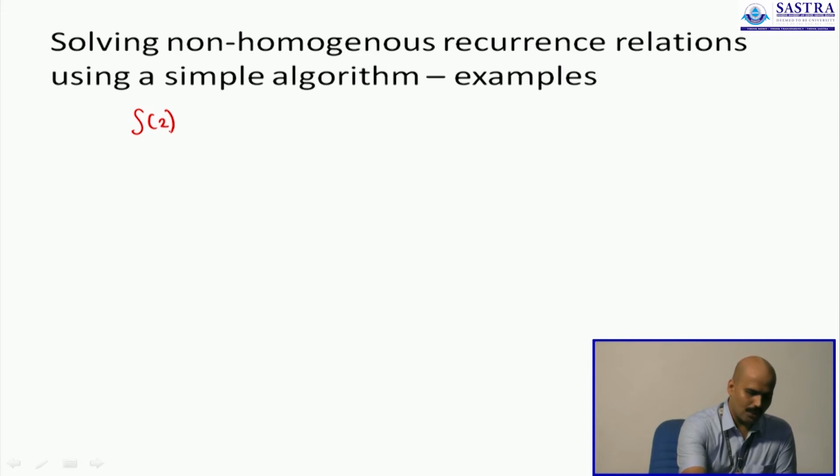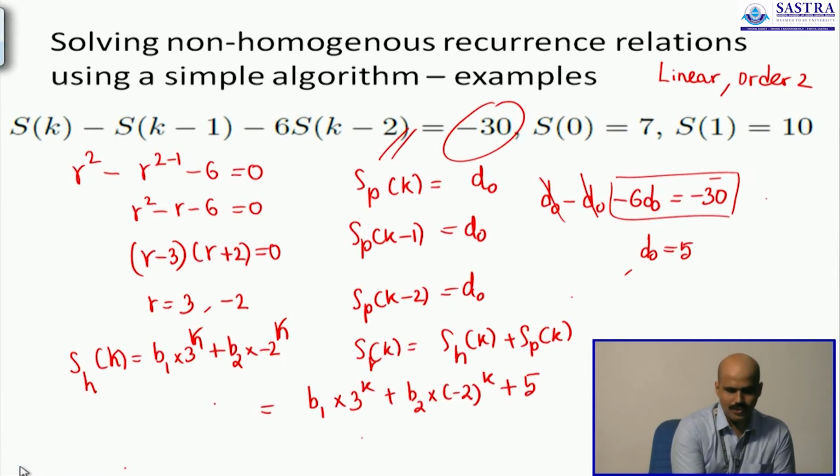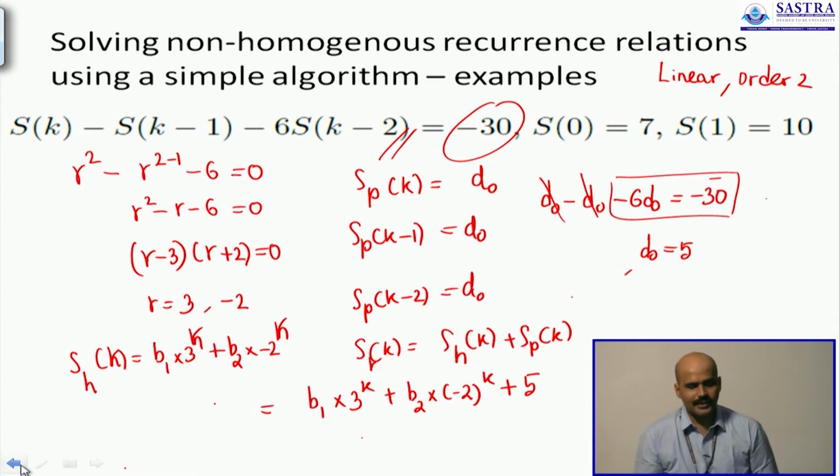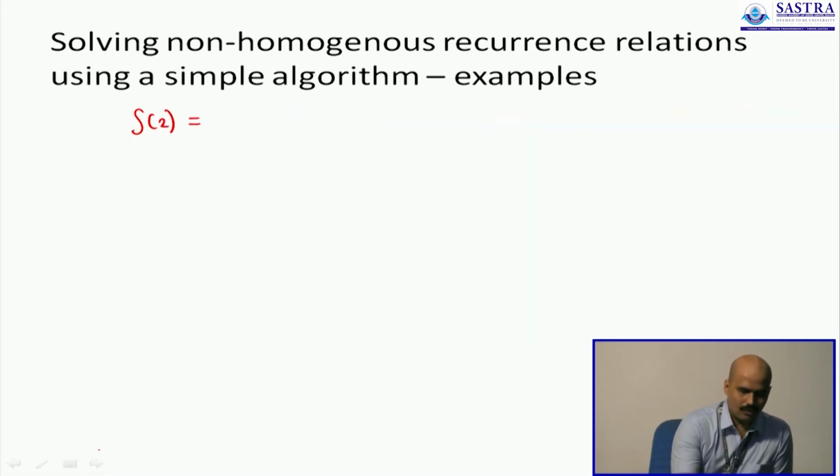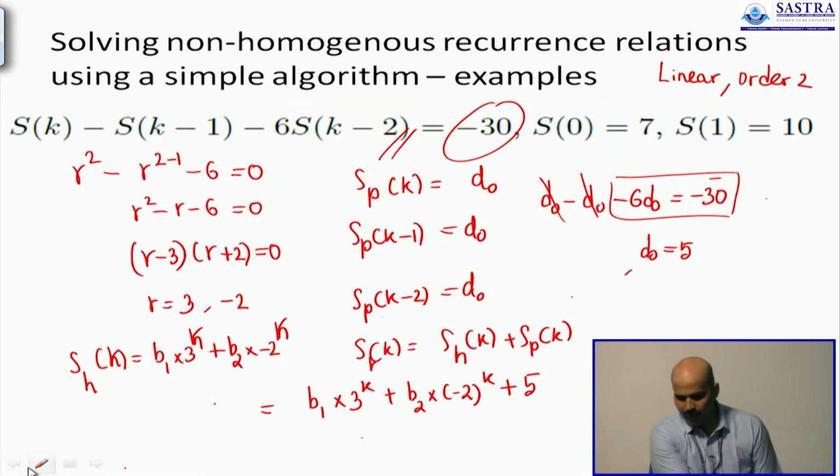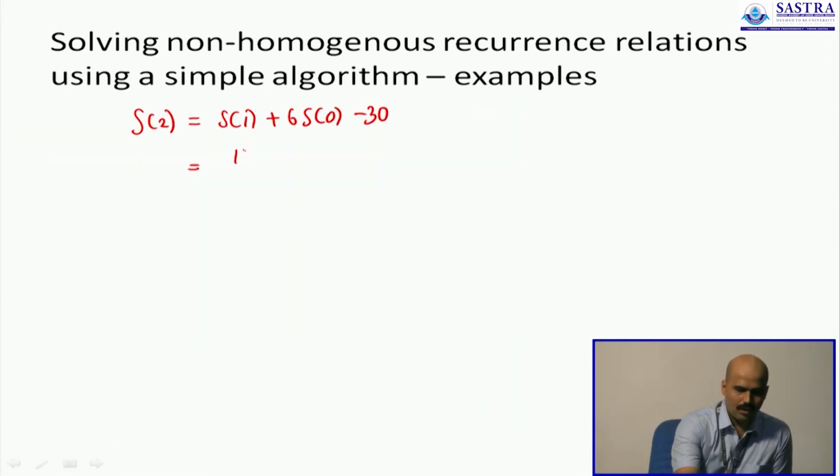S of 2 from the question says S of 2 is S of 1 plus 6 S of 0 minus 30. And we know that S of 1 is 10 and S of 0 is 7. 10 and 6 times 7, you have 30 removed from it. That's 42 plus 10, 52 minus 30, which is exactly 22.